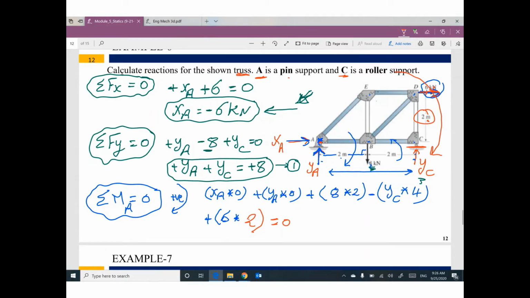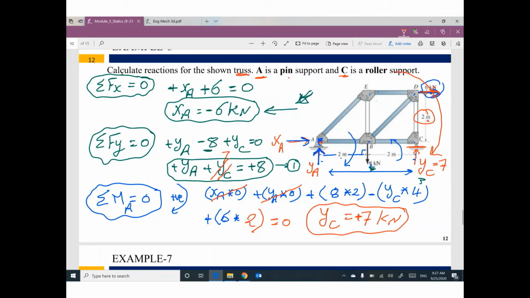XA times 0, 0. YA times 0, 0. The only unknown in this equation is YC, so I can figure out the value of YC. What is the value of YC? Let me do it. 16 plus 12 divided by 4 will be 7 kilonewton. Positive. Positive means you assumed the correct direction. So YC equals 7. So go back and put YC here, 7.